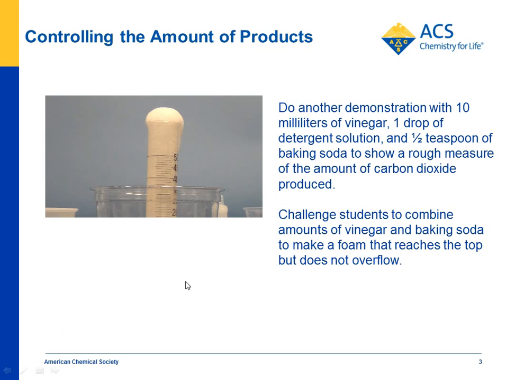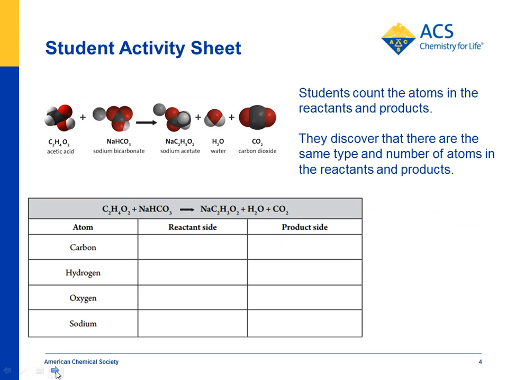So now the question is, can students add vinegar and baking soda to a graduated cylinder with 1 drop of detergent solution and make the foam only reach the top but not overflow? You can give them a couple of tries to see if they can come up with the right amount of vinegar to baking soda to produce a foam that goes to the top but doesn't overflow.